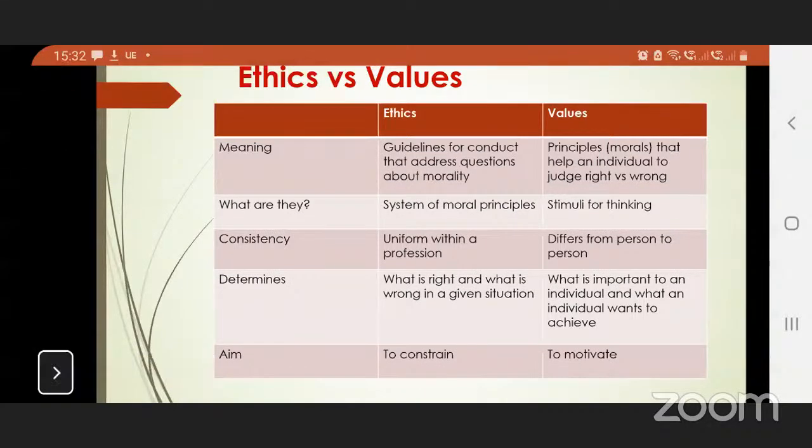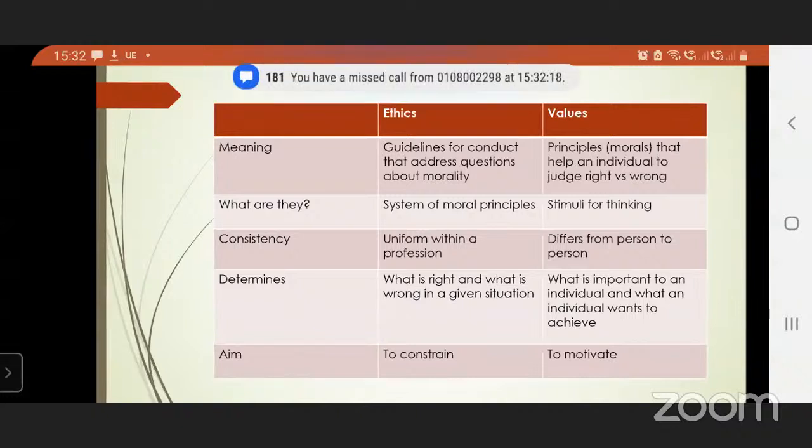Sorry about that. And then the aim. So basically ethics aims to constrain. This might seem like not right, but actually it's very important because as healthcare professionals, we need to know what our boundaries are as well. And values, it's more like a personal thing to motivate yourself.